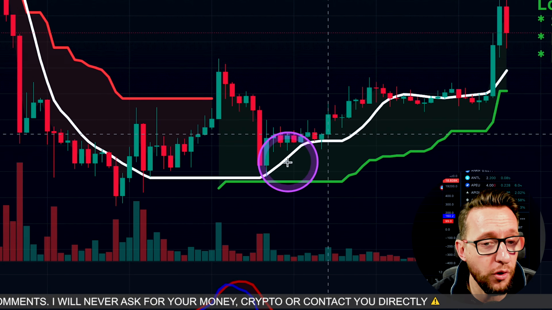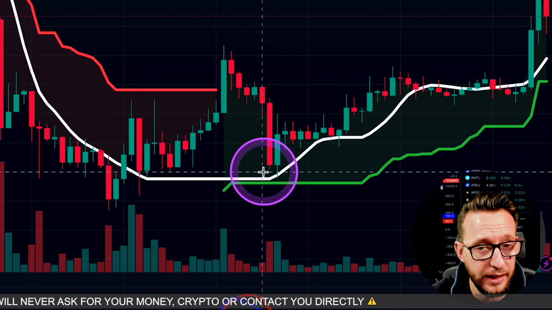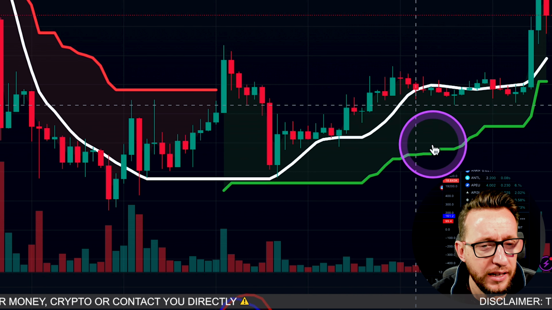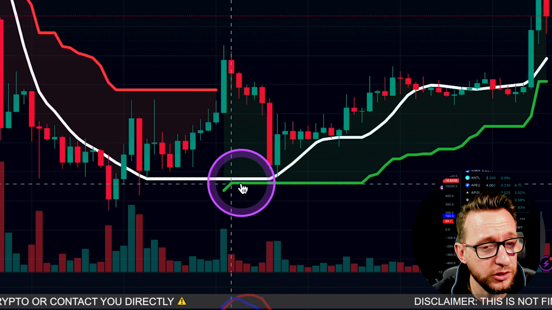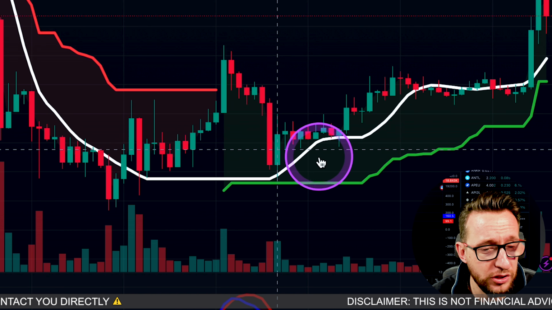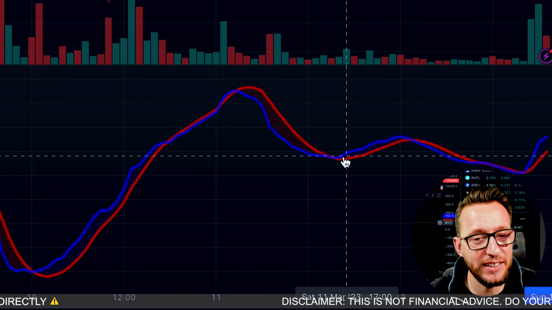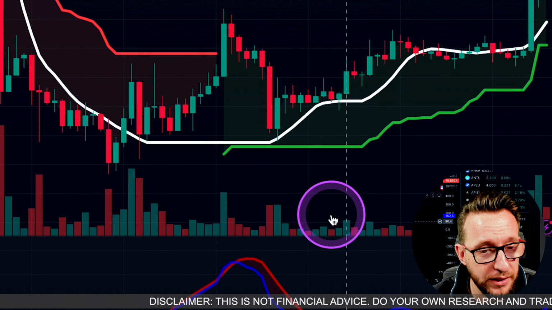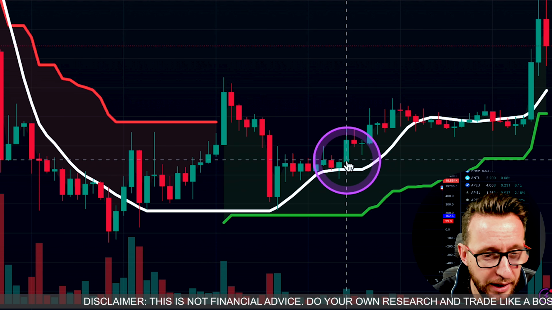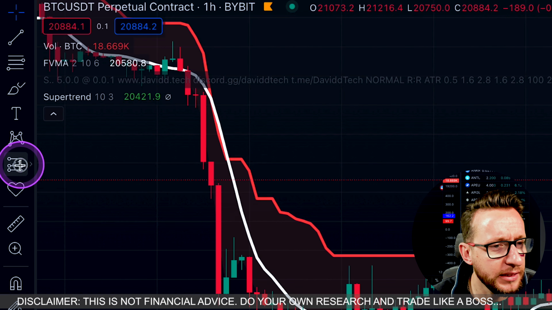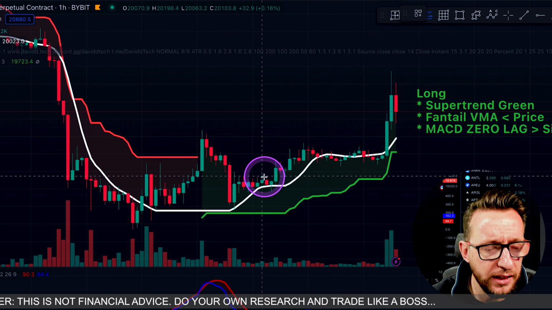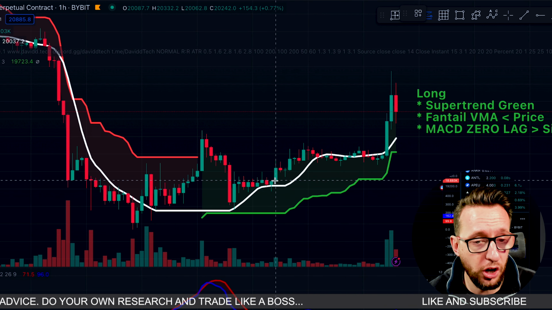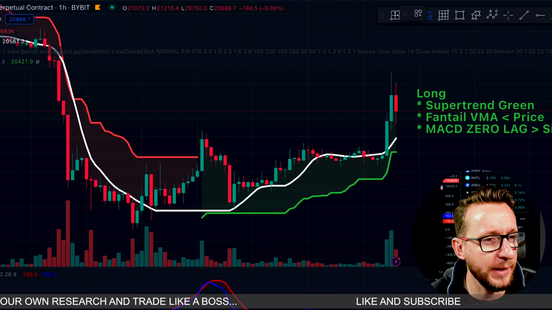We are looking for price to be above the FairtailVMA, which is this white indicator here. We're also looking for a green super trend, so this would be a perfect entry. We're looking for the zero lag MACD for the blue to be above the red, so that would be our first entry, about here. But as always, this will be completely verified by code, so don't worry about my bad back testing manually.